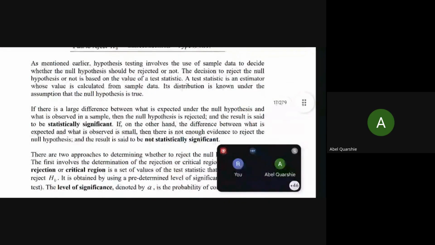So I think because of time, we can continue. Just as I was saying, we have what we call a test statistic. And the test statistic is what we use to estimate the parameters that we use in hypothesis testing. So as we are moving on, we are going to look at some of these test statistics that we'll be using. So if there's a large difference between what you expected, please take note.